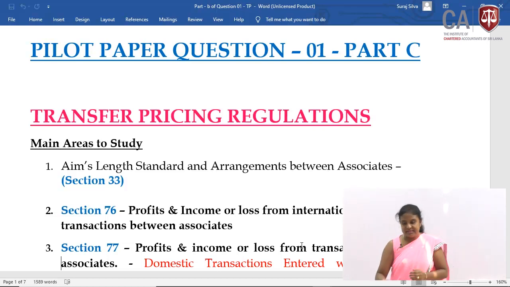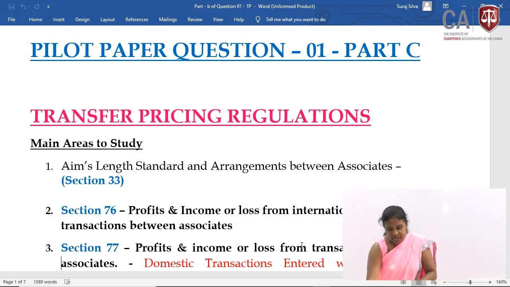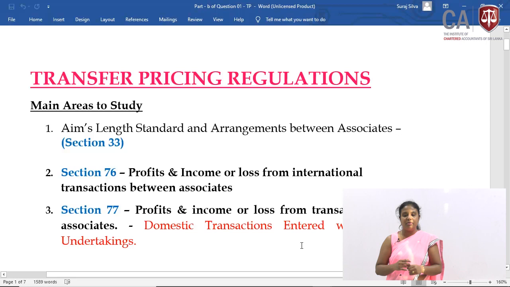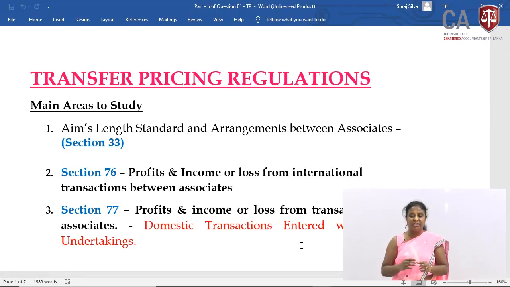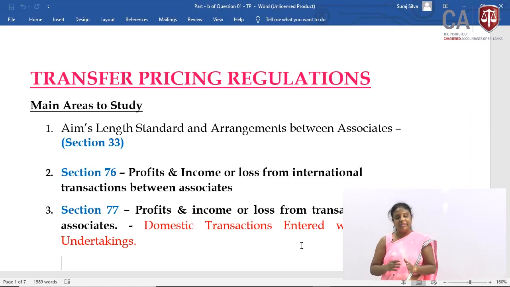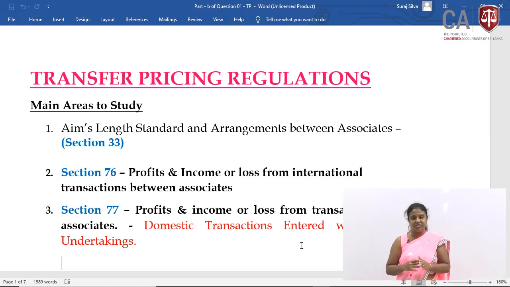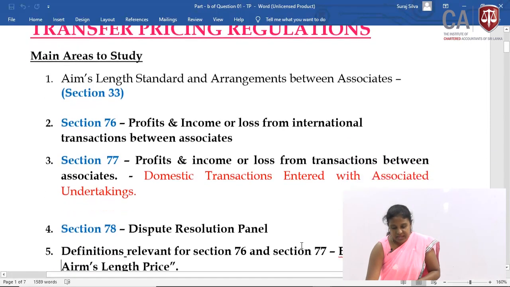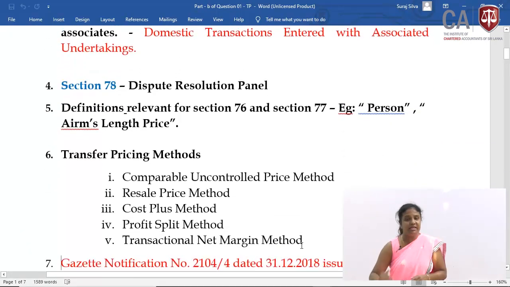Okay, these are the main two provisions: section 76, profit and income or loss from international transactions between associates, and section 77, profits and income or loss from transactions between associates, domestic transactions entered with associated undertakings, plus section 33. Then section 78, dispute resolution panel.